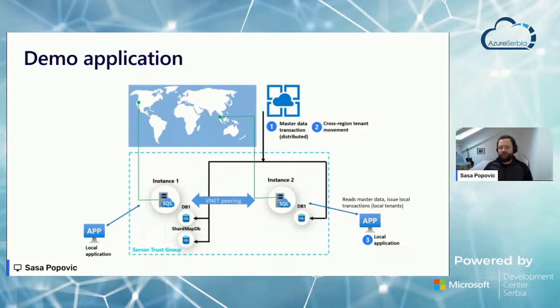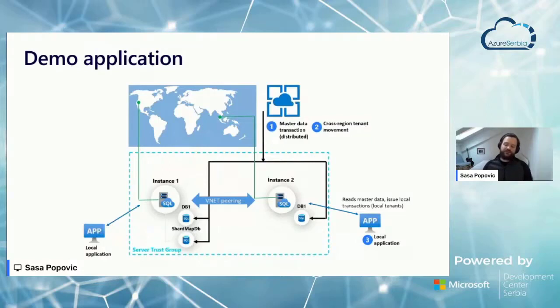Because data is geo-distributed, the application is geo-distributed, and managed instances are typically in different locations sitting on different virtual networks. So in order to have all this working, we will need to set up virtual network peering between instances. And in order for distributed transactions to work, we need to set up a server trust group and have instances within it.